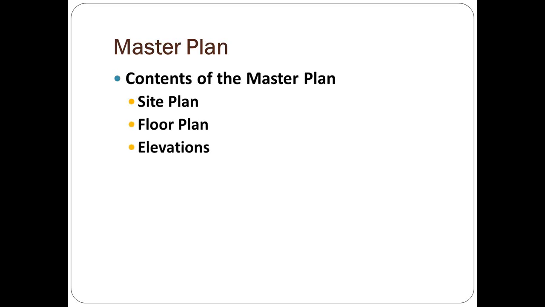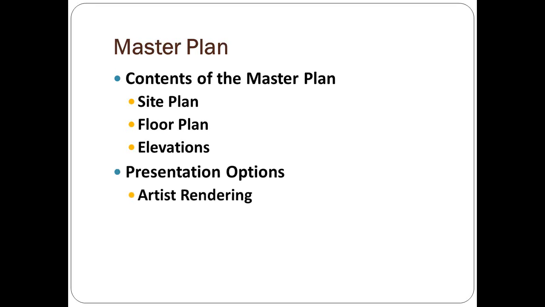Elevations. That's the outside appearance. What's the building going to look like? You need to make certain your architect is including this in your design, in your package, what you're paying for. There are presentation options. You can get an artist rendering.